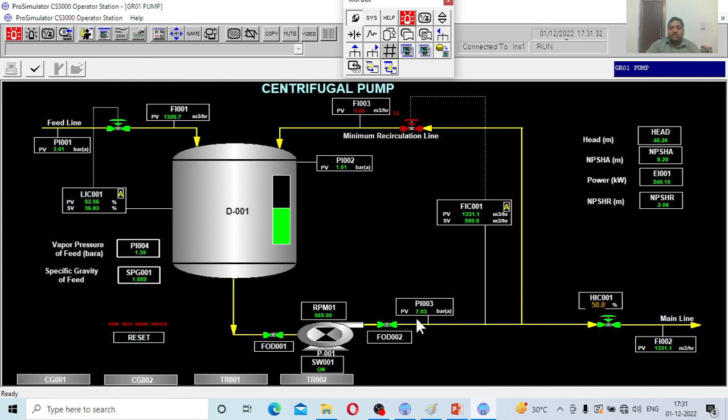Okay, this is what you people have to learn, how to start a centrifugal pump.